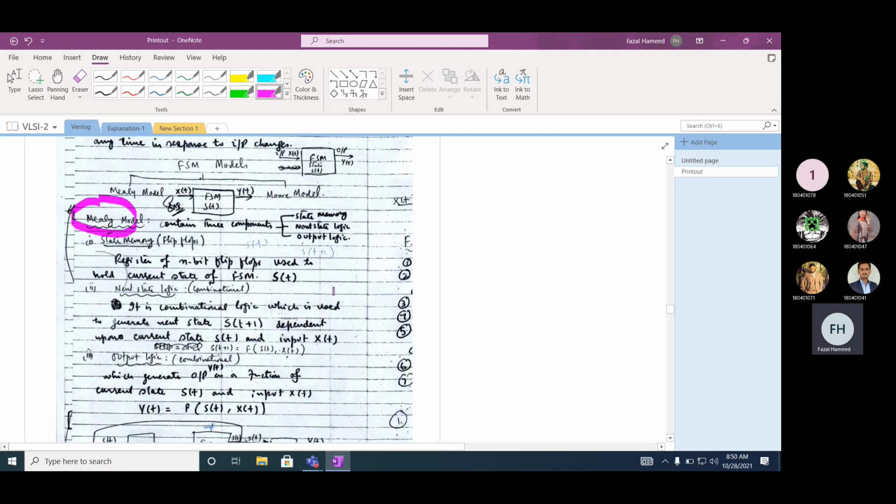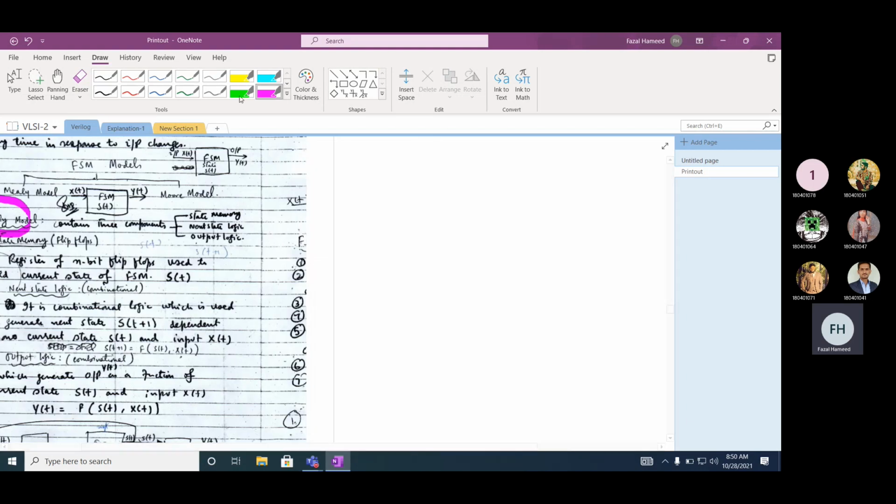The Mealy model comprises three different blocks. One is the state memory. In this state memory, we have a register of n flip-flops used to hold the current state of the FSM. Conceptually, we can draw it like this. These are not one flip-flop, but multiple flip-flops.